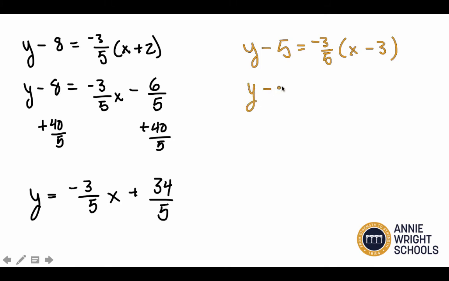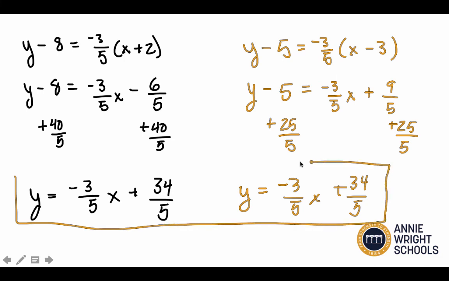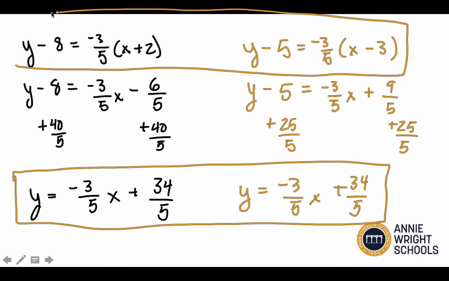I'm now going to do the same thing over here. Just solve for y. y minus 5 equals -3/5 x plus 9/5. I'm now going to add 25/5 to both sides. That's just getting a common denominator. And when I add 25/5, I get y equals -3/5 x plus, 9 plus 25 is 34 over 5. You can see these are the exact same line. We just got to them from two different setups. So that must mean that these were the exact same line as well.